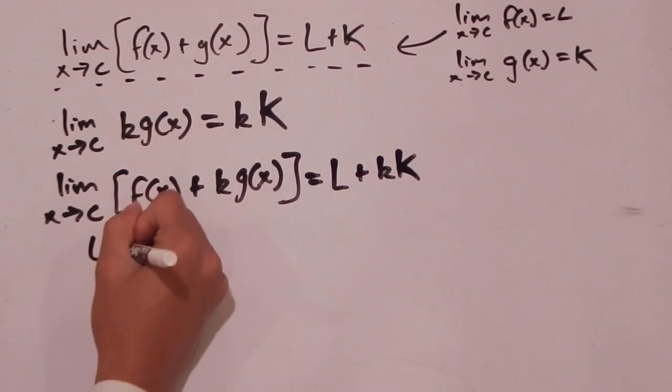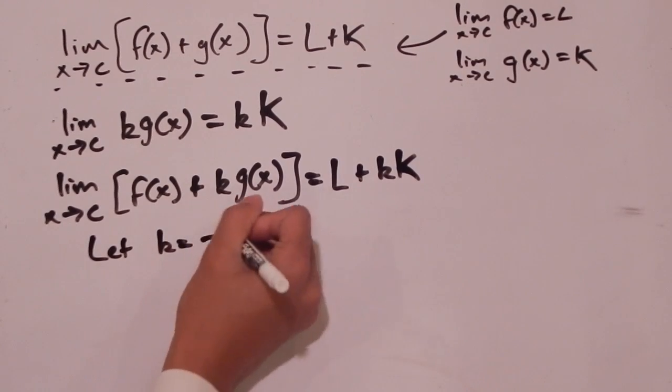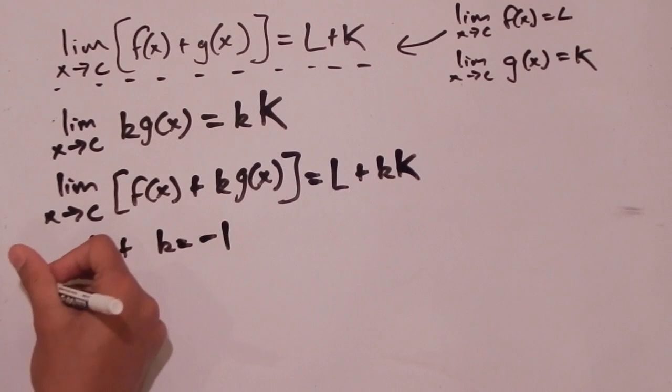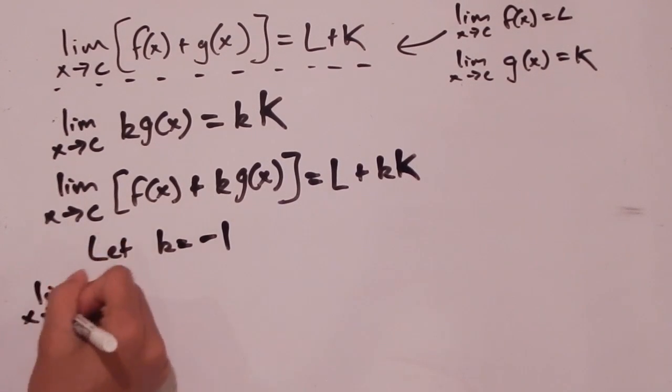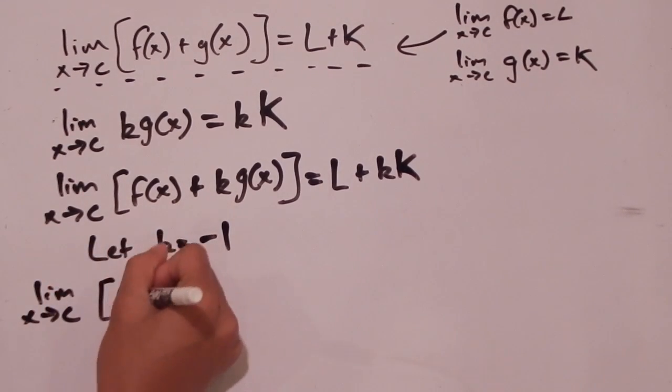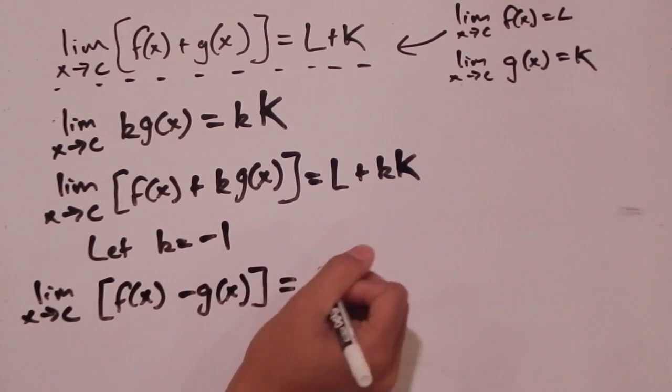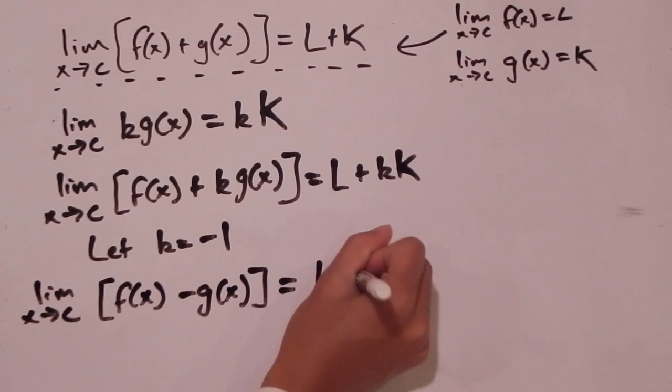Well, let k equal negative 1, because this is true for any k, any constant that's a real number. And then we get the limit as x goes to c of f of x minus g of x, and we see how that is equal to L minus k. So the next property we're going to look at is our product property.